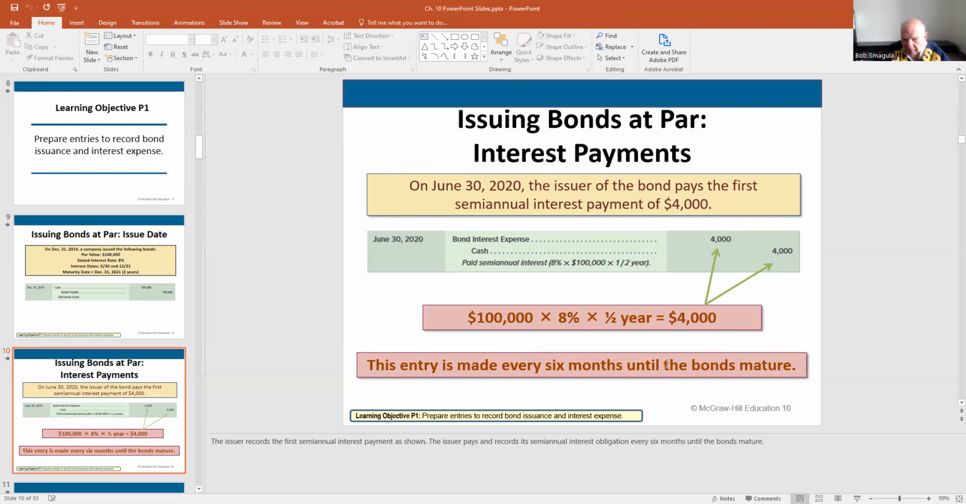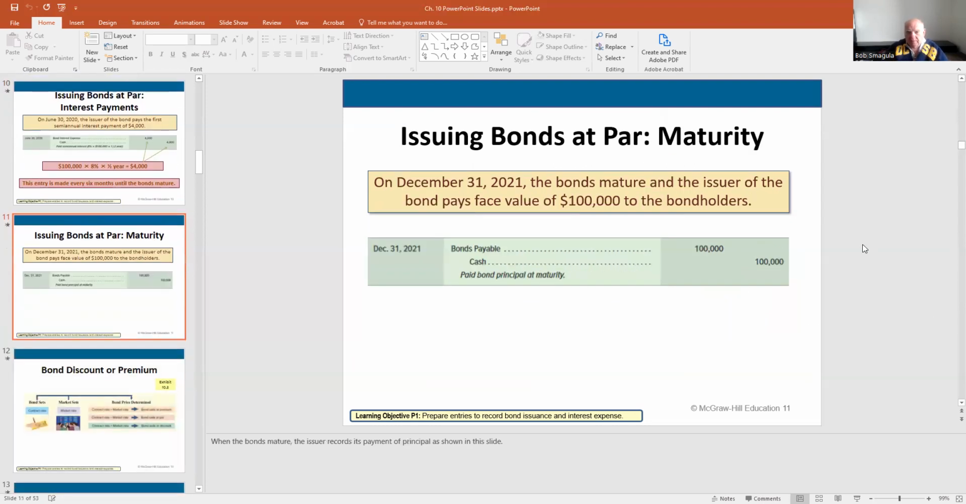This entry is made every 6 months. We debit the expense and we credit cash, okay? We have to pay that interest since we borrowed the $100,000. And then when the bonds mature at the end of 2021, the bonds mature and the issuer pays back the money. That's all there is to it. You pay back the cash, credit cash, debit bonds payable.